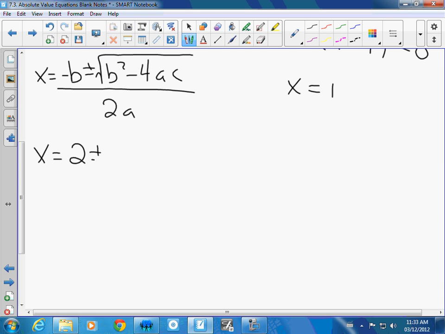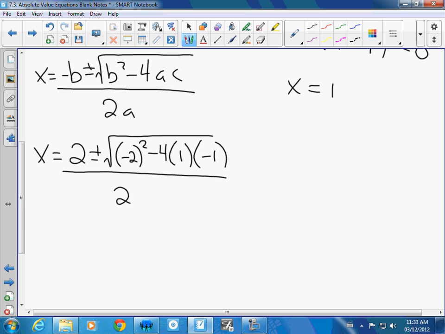Plus or minus the square root of negative 2 squared minus 4, what's A? 1. What's C? Negative 1. All over 2 times what's A again? 1, okay. So X equals 2 plus or minus, what's negative 2 squared? 4. Negative 4 times negative 1. Positive 4, what's 4 plus 4? 8, so it's the square root of 8, all over 2.